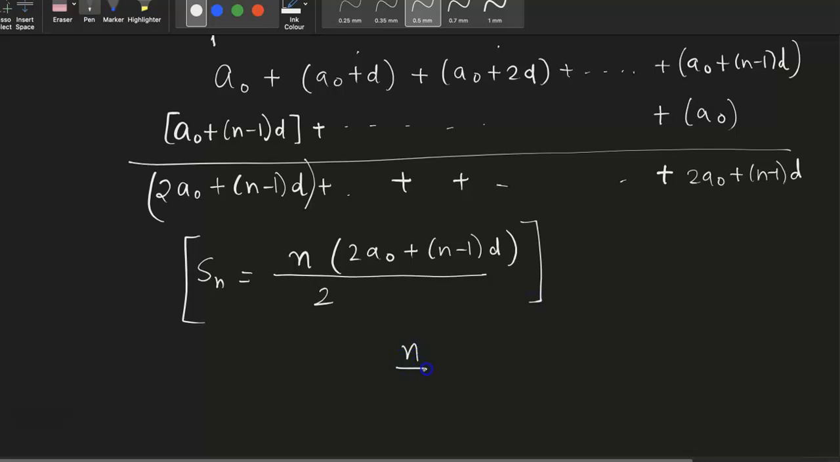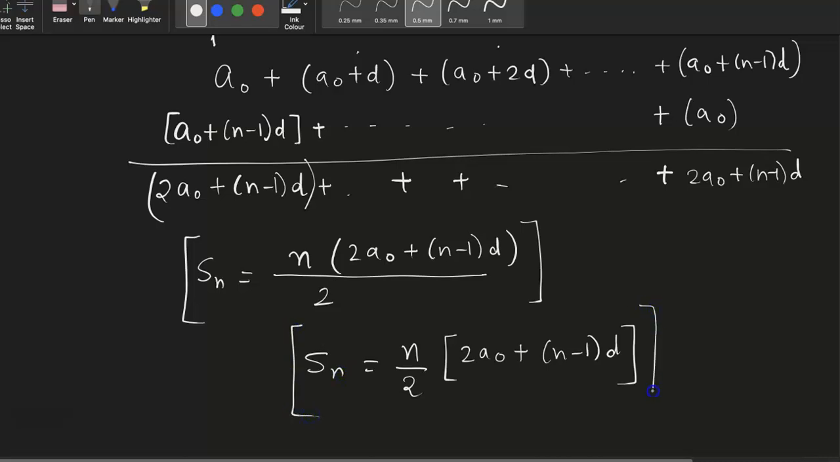So this is going to be the sum of the arithmetic series: n by 2 into (2a0 plus (n minus 1) into d). This is going to be the sum of the first n terms of an arithmetic series. Some people also call this an arithmetic progression.